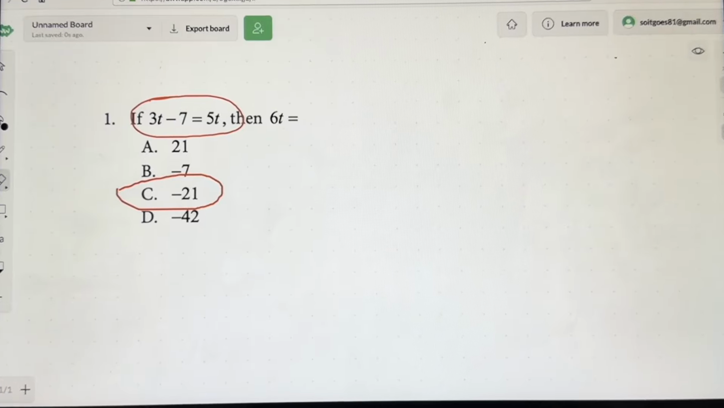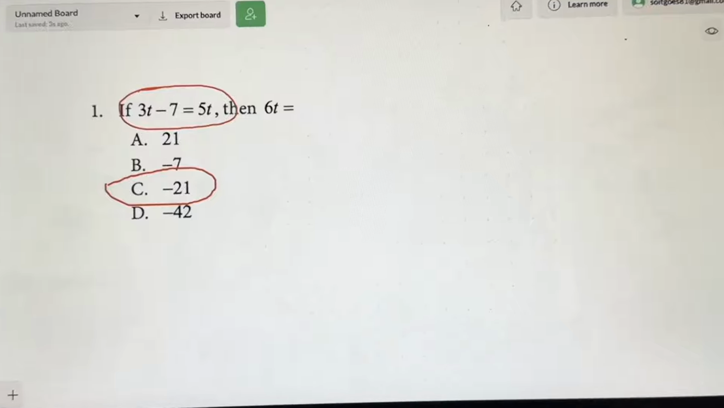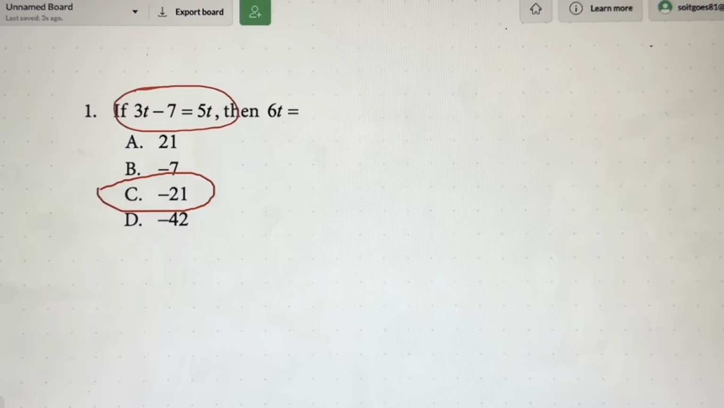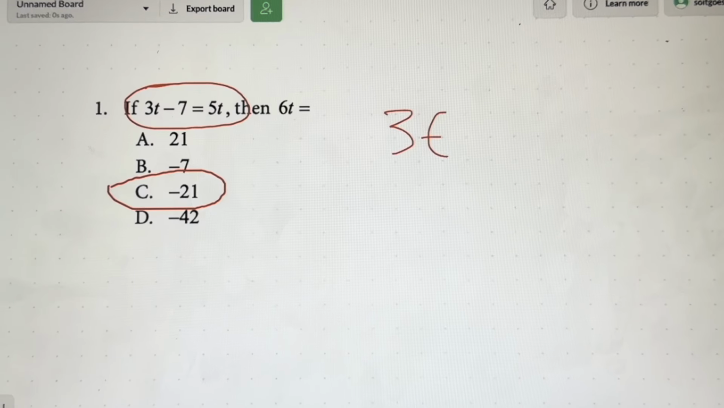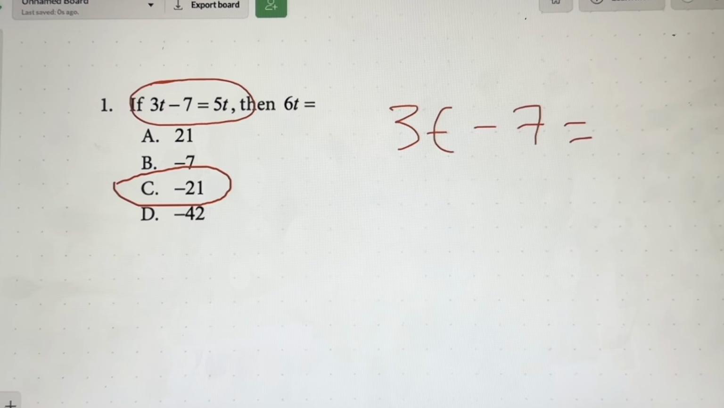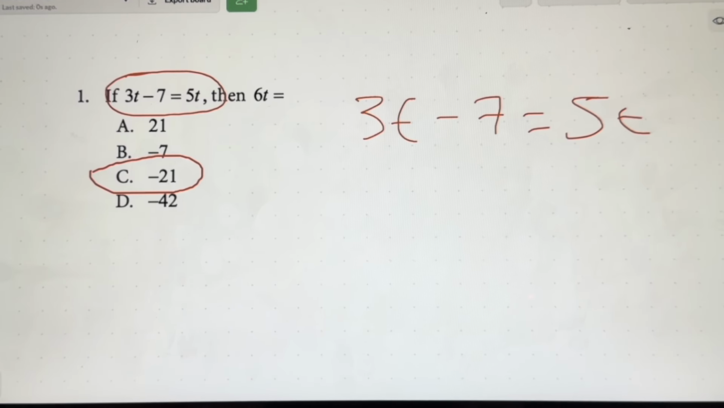Really comfortable with that, I want to make sure you do it the right way. Okay. Let's talk about solving this algebraically for the first time in this whole course. Let's do some algebra. All right, so we've got 3t minus 7 equals 5t. We're going to solve for t here, okay?